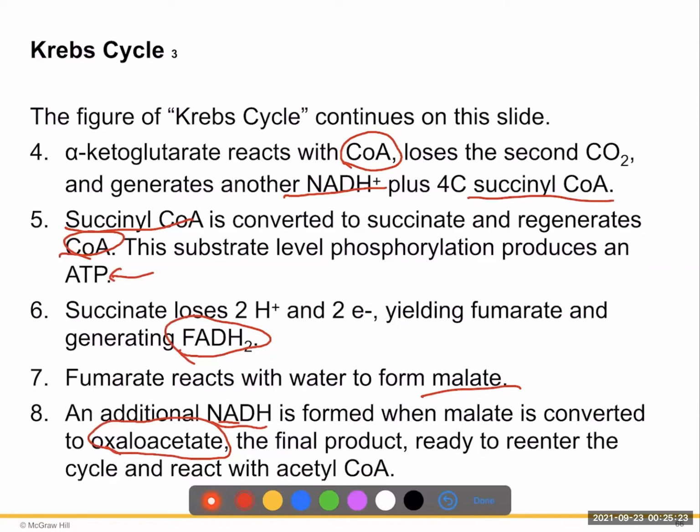We regenerated the coenzyme A, so more pyruvate can come down and bind to the chain. Now, when we take these NADHs and FADH2s, we're going to regenerate NAD and FAD, so we can reuse those again also. So our final product actually is regenerated. So it can react with another pyruvate and the acetyl coenzyme A. So we're regenerating as we go through the whole Krebs cycle.